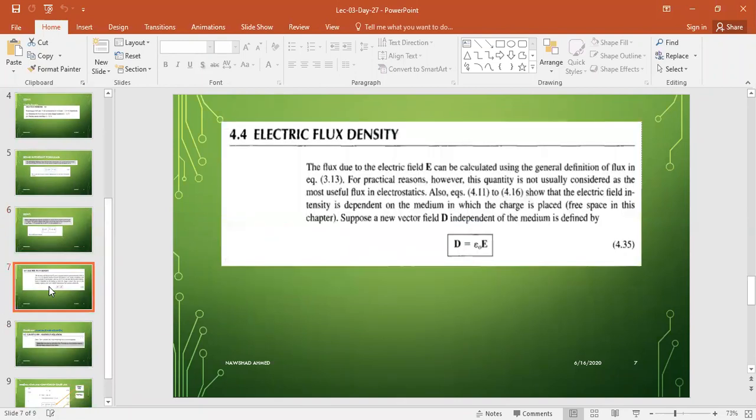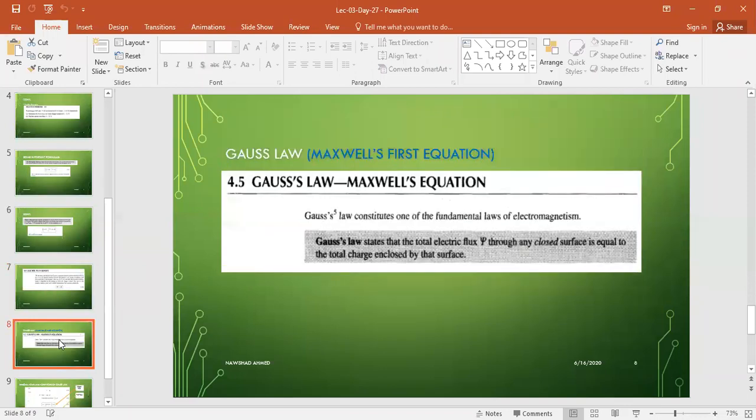Now, electric flux density D. D is equal to epsilon naught E. There is some small formula. Just read this. This is very easy. Then Gauss law, which is very important. We have discussed it in elaborate form. Gauss law states that the total electric flux psi through any closed surface is equal to the total charge enclosed by that surface.